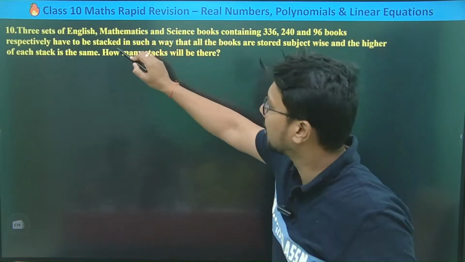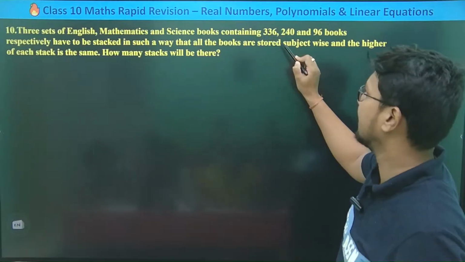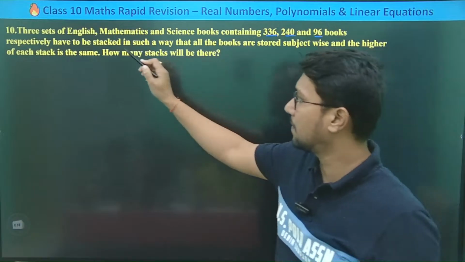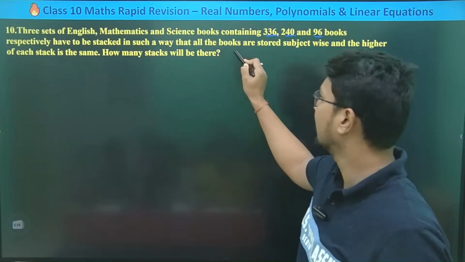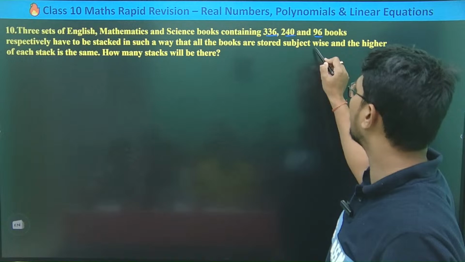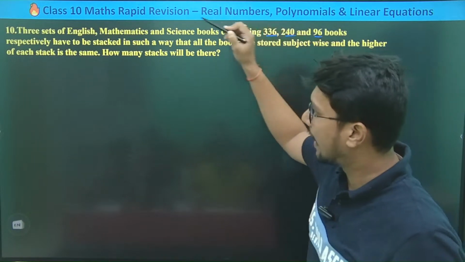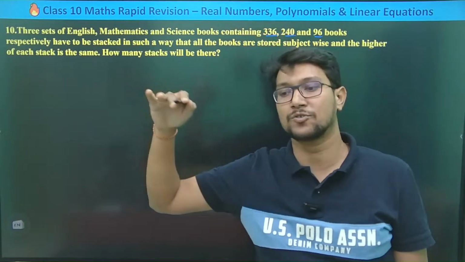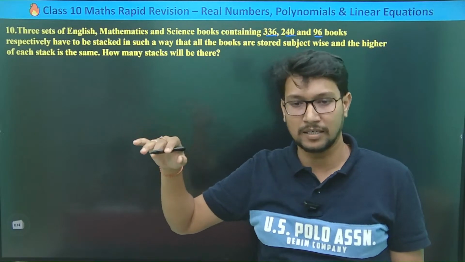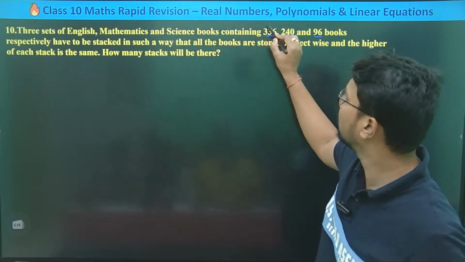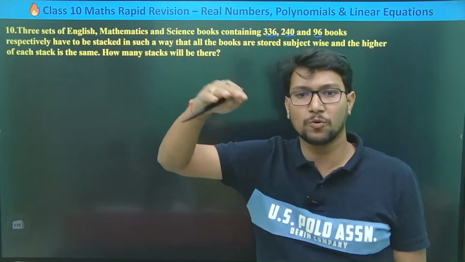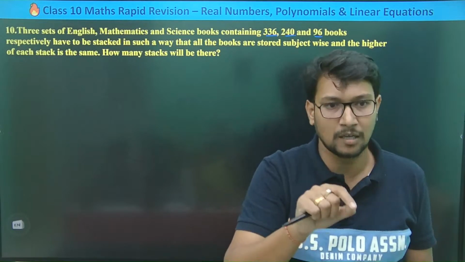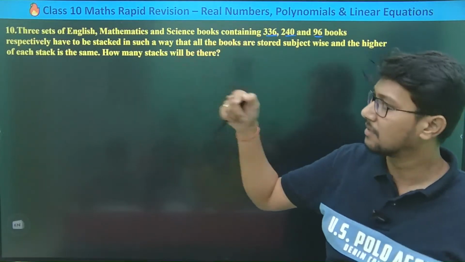HCF. Clear. 3 sets of English, mathematics, science books containing this number of books respectively have to be stacked in such a way that all books are stored subject wise, and the height of each stack is the same. Height means that the height of each stack should be the same. Got it? Because the number of books is fixed, when the height of each stack should be the same, that should be a common factor of which one? All cases. Okay.